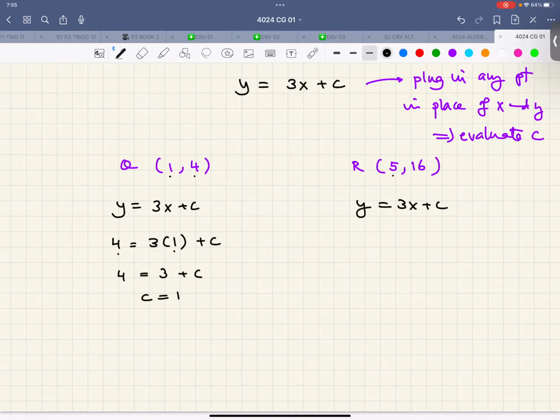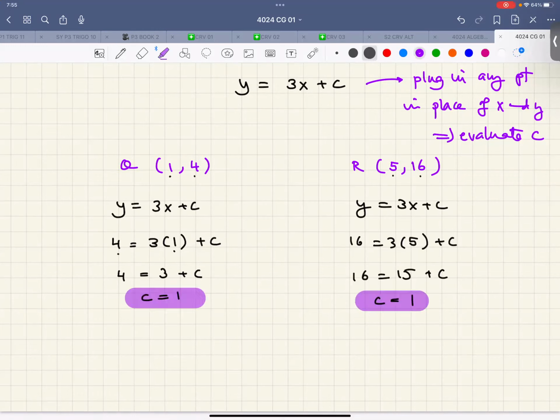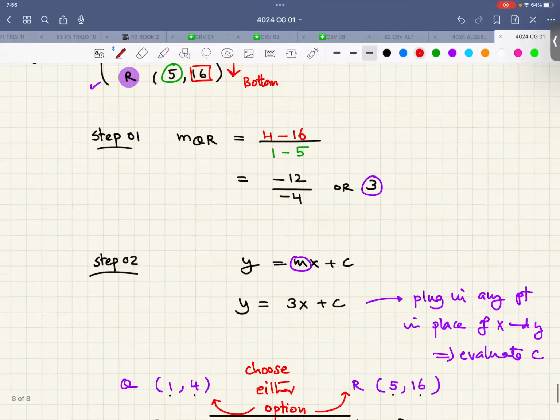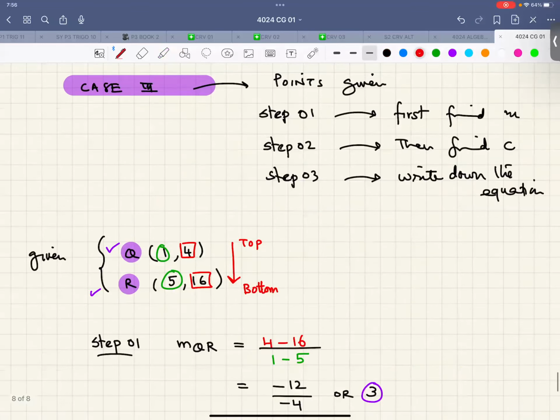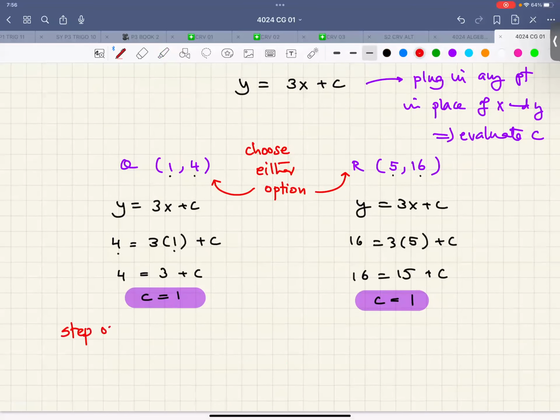Similarly, if I plug in x and y, so this is 16, this is 3, this is 5, this is c. 16 is equals to 15 plus c. Again, c comes out to be 1. So it doesn't make a difference which option you choose. Choose either option. It could be this point, it could be this point. And then you get the same answer. So step 2 is done. What is step 3? Write down the equation. Now it's obvious. So step 3, that is y is equals to mx plus c.